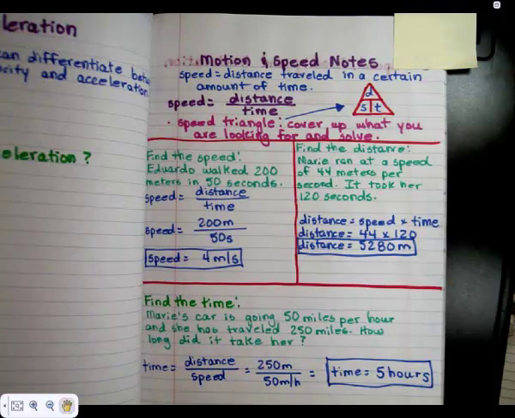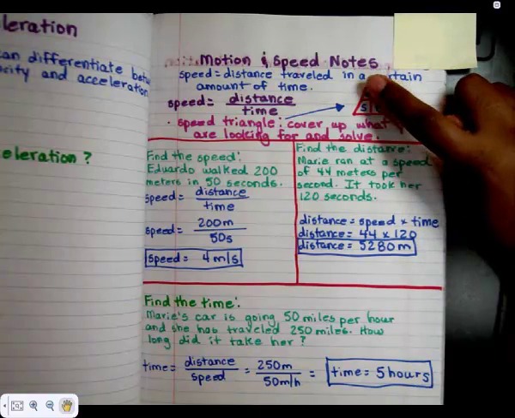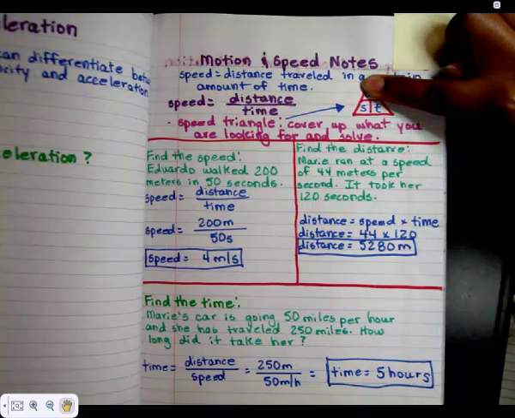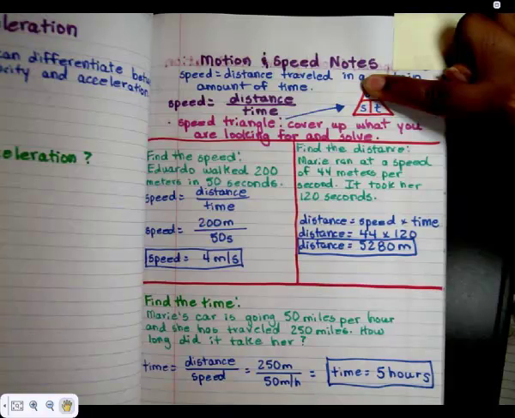To find the distance, it says Marie ran at a speed of 44 meters per second. It took her 120 seconds. I'm going to cover up the D. When they're next to each other, that means to multiply. So distance equals speed times time.